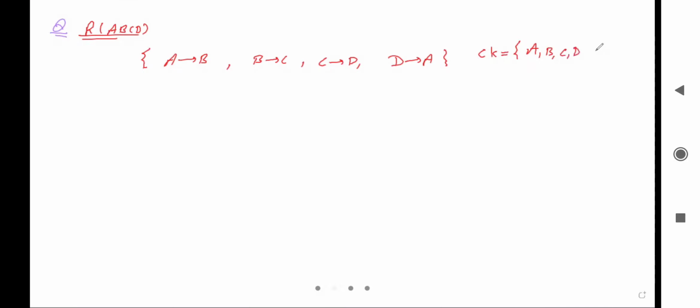Here R is a relation with attributes A, B, C and D. The functional dependencies are given as A goes to B, then B goes to C, then C goes to D, and D goes to A. These are the functional dependencies given, and the candidate keys are given as AB, CD. These are the candidate keys.